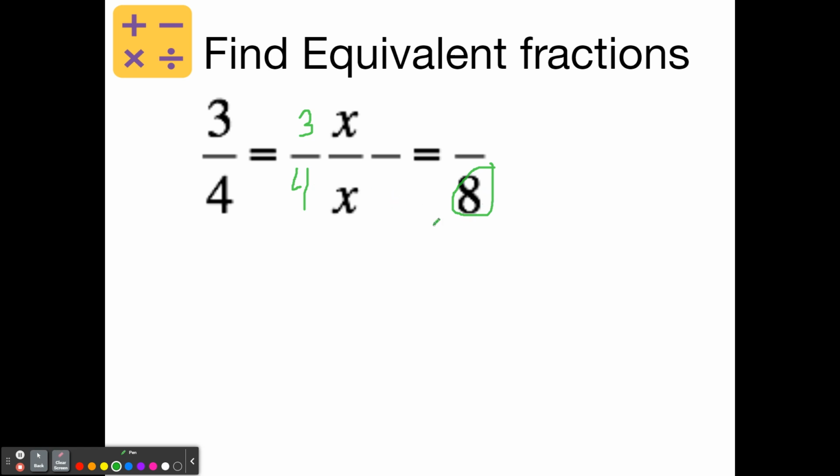Well, I know that 2 groups of 4 equals 8. And pause the video here if you haven't already, because I want you to solve this on your own and then check your work with me. Press play when you're ready to check your work.